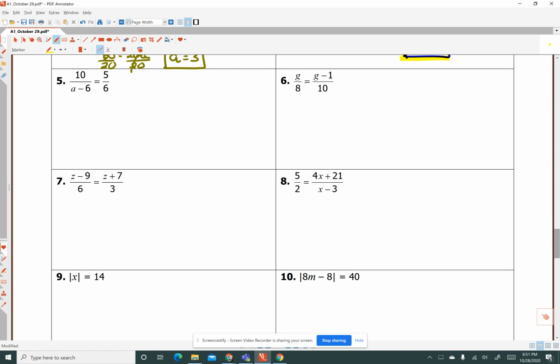So the next 4 are proportions, 5, 6, 7, and 8. We use cross products. We multiply 10 times 6 and set it equal to 5 times the quantity of a minus 6. So we'll set up our problem. 10 times 6 equals 5 times the quantity of a minus 6. So that would be 60 equals 5a minus 30. And we'll add 30 to both sides.